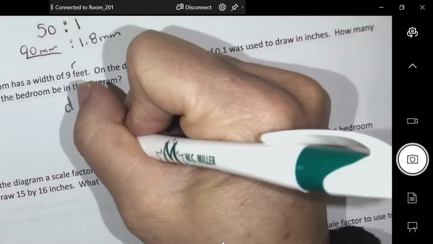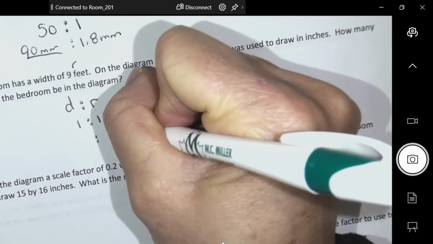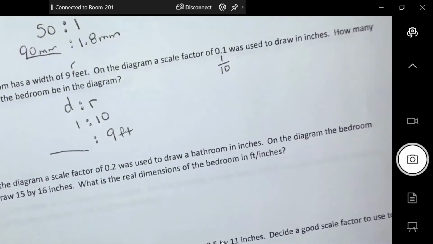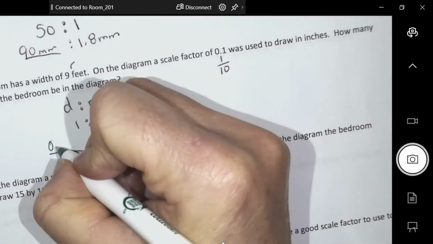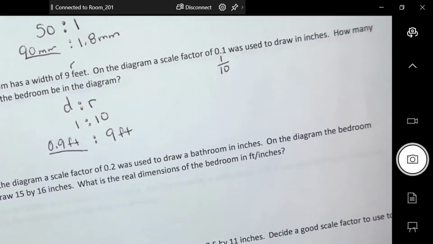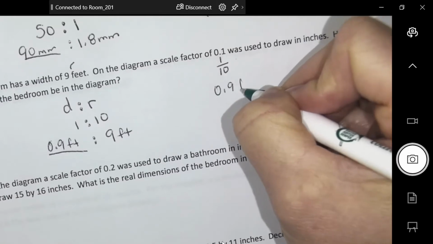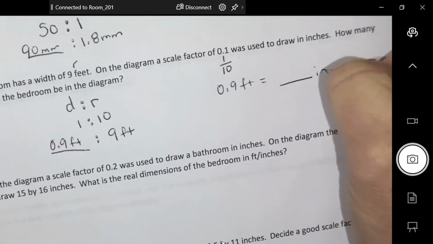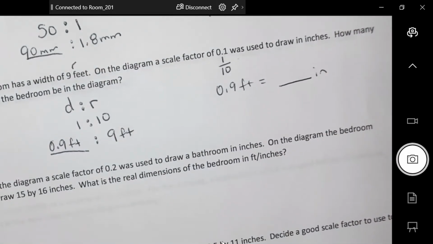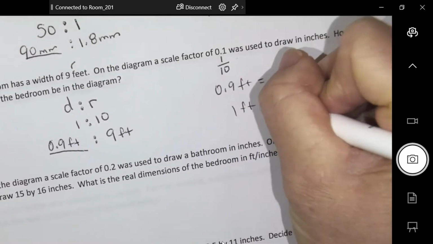And the real life is 9 feet. How many inches on the diagram? Well, we're going to have to also do some kind of inch work here. So 9 divided by 10 is 0.9 feet. So 0.9 feet is how many inches on your drawing? 1 foot is 12 inches.